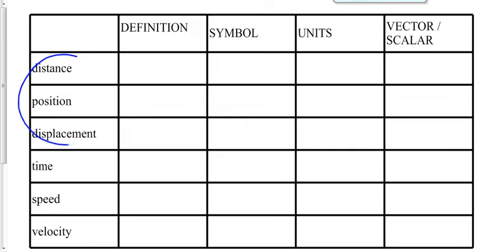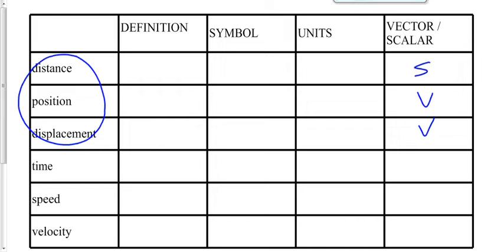There's three terms that we learned yesterday as well: distance, position, and displacement. We haven't learned the last three, so don't worry about those yet. Can you tell me which one or ones of these three are scalars? Distance, position, displacement, scalars. Yep. Good. Just distance is a scalar. Distance is the only one where direction doesn't matter. Position and displacement, therefore, must be vectors. So direction does matter for position and displacement.